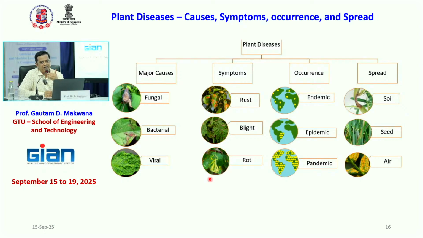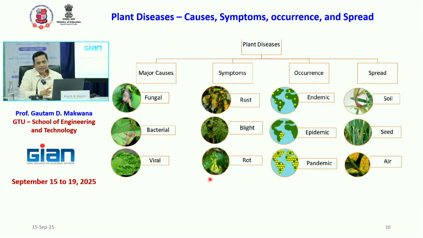So if the seed is not good, then your plant will have the disease. And second is the air. We have seen that many fungi and viruses travel through the air from one location to another. So this will spread the disease in the air. These are the causes, symptoms, occurrence, and the spread.